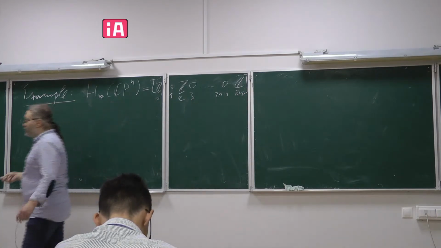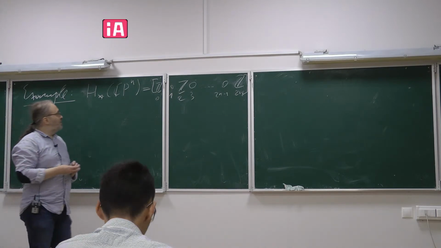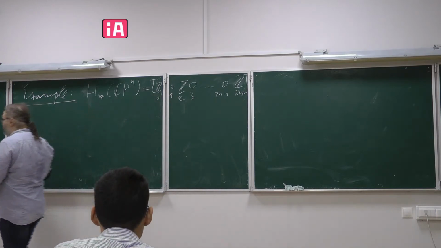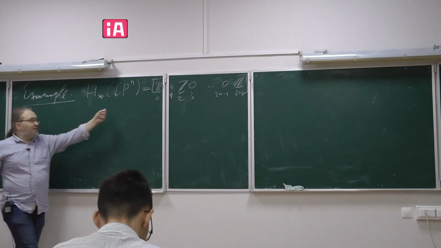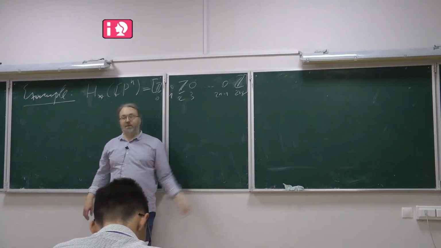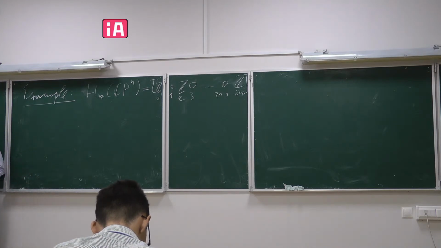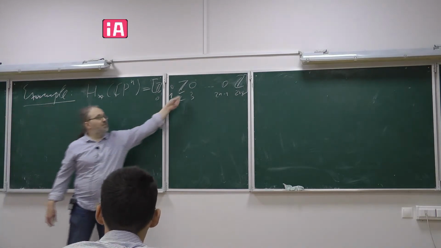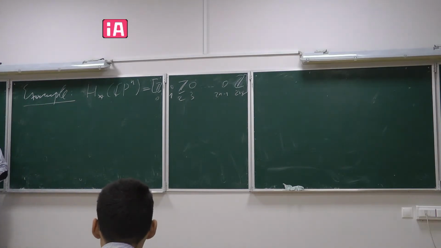Let's calculate the homology of CP^n. And more precisely, let's prove by induction that the homology of CP^n is Z in all even degrees from 0 to 2n, and 0 in all odd degrees. Does everyone understand what this thing means? Do you mean the right-hand side of the equation? Yes.